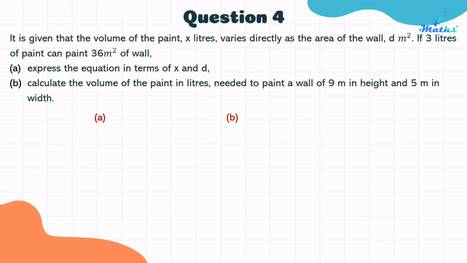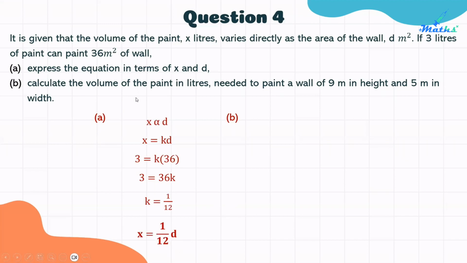Okay, let's continue our question 4. It is given that the volume of the paint x liters varies directly as the area of the wall d m squared. If 3 liters of paint can paint 36 m squared of wall, question A, express the equation in terms of x and d. Okay, our x varies directly as d. So the equation form is x equals kd. And our x is 3, our d is 36. So solve it, find our value of k. So our k is 1 over 12 and x will equal 1 over 12 d.